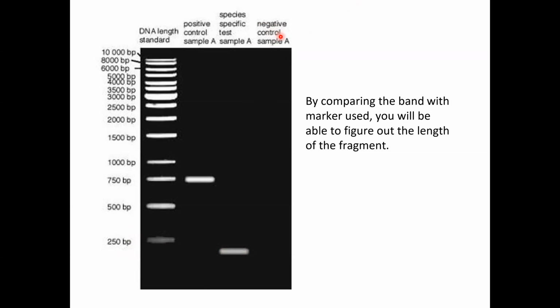Of course, with your negative control for sample A, you also have to put a negative control. For the negative control, nothing should be isolated, no DNA, because it's negative, of course. So this is the species-specific test for sample A. They have a band below 250 base pair.